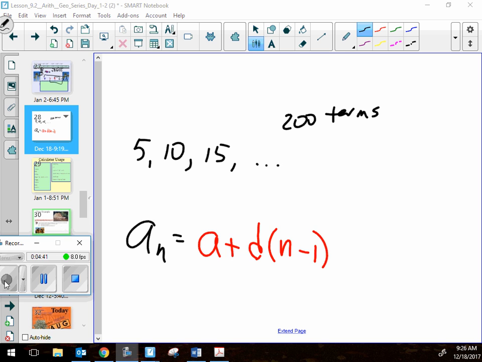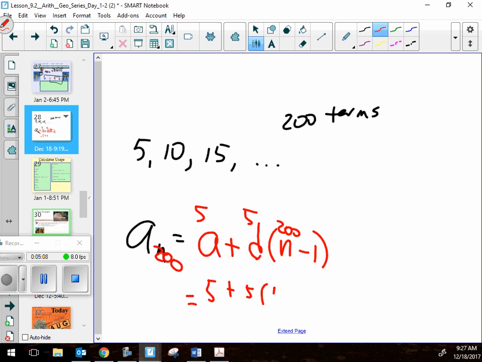So let's see if you were hanging with this thing correctly. The 200th term, you want A sub 200, right? So n is 200. So you put a 200 here. You got to know D. D is your common difference, and it's going up by 5 each time, so I put a 5 there. A is the amount you started with, which was also a 5. Then A sub 200, the term we want, is 5 plus 5 times 199. Can you save me some time? What does that come out to?